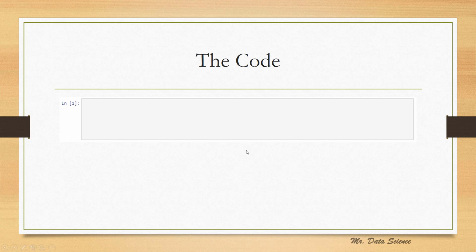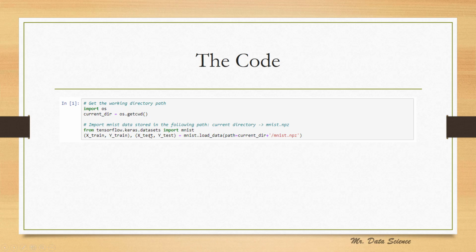First, you will need to identify the directory where the file is stored in your code. You can use the OS library as shown. Next, you will need to import the MNIST library from tensorflow.keras.datasets. After importing the library, you can pass the complete path to the load_data method to import the data into training and test variables. In this example, X includes images and Y contains the numerical value an image represents.